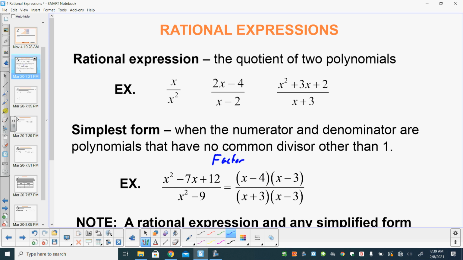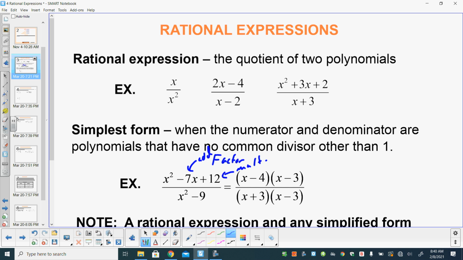All right, so if you remember factoring, a trinomial always factors into what? Two binomials, where the leading term is always what? X, and then you have to figure out what multiplies to your C and adds to your B. So in this situation, what multiplies to 12 and adds to negative 7? Negative 4, negative 3.